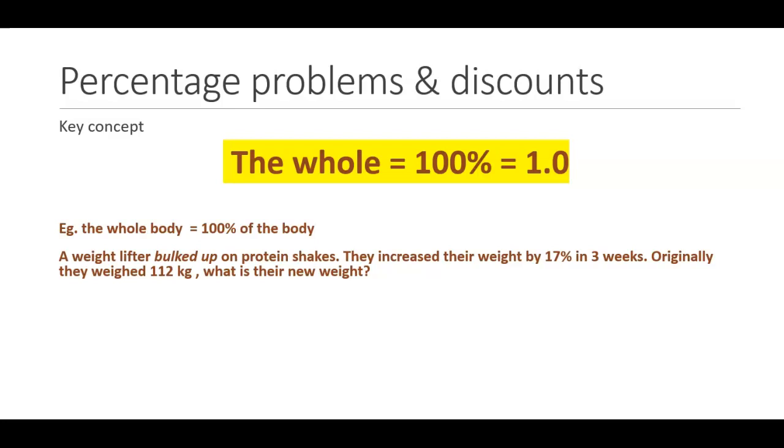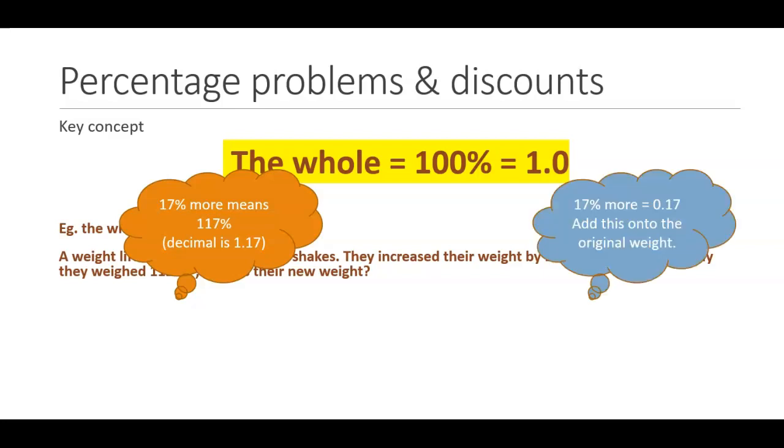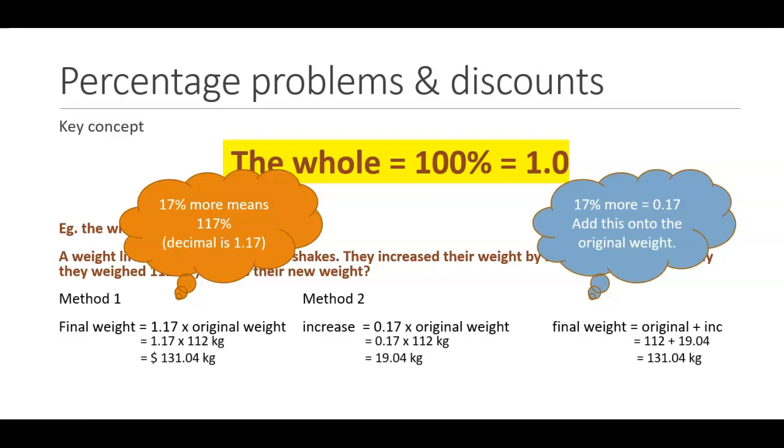100% is the whole. They've got more. Is it more than 100% now? Oh, yeah, it was. Okay. So my thinking might be 17% more, therefore it's 117%. I can write that as a decimal, 1.17. That's one way of doing it. The second one might be 17% more. I can do 17% of the weight and then add it on at the end. This is the other way of doing it, 0.17 of the weight. So what's the answer? There's your two answers.